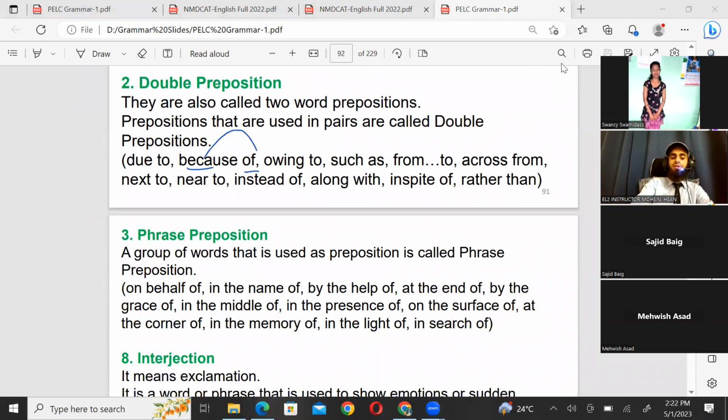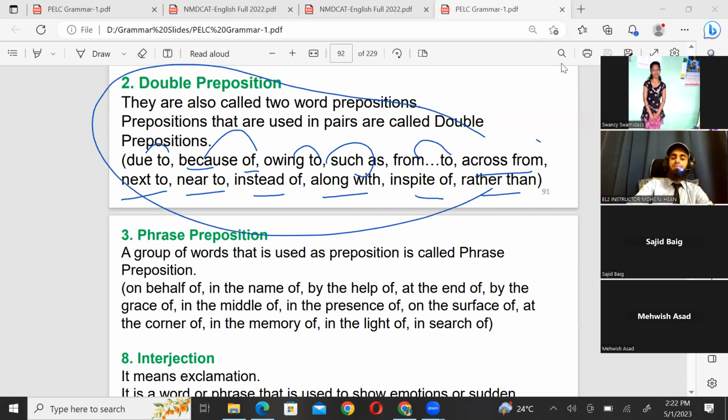Now double prepositions: due to, owing to, such as, from to, across from, near to, instead of, along with, in spite of, rather than, next to. These are called double prepositions because two words are combined together and they make a new preposition, which is called a double preposition, right? Now if two prepositions come together, they are going to be considered double prepositions.